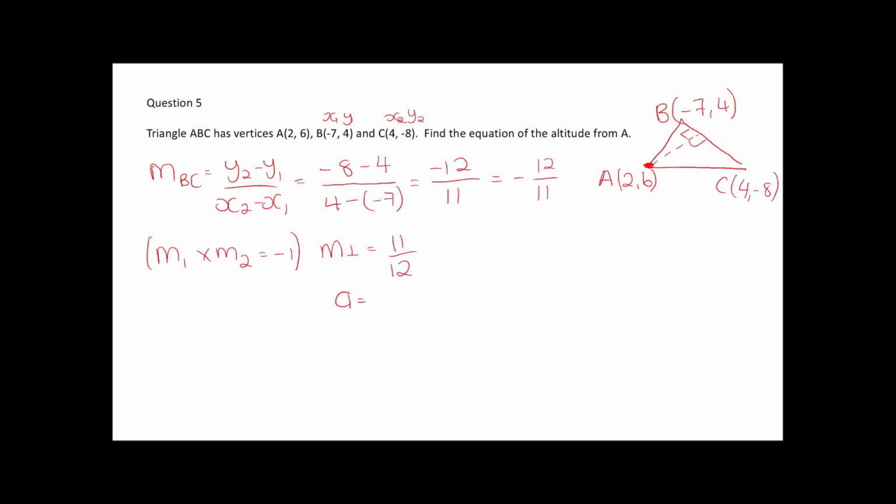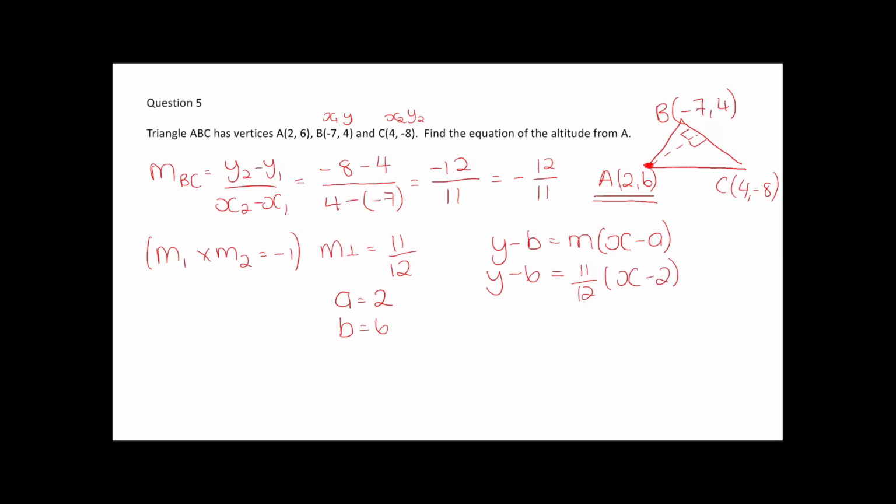Our a value is coming from A because we know that A lies on the line. So a is 2 and b is equal to 6. We can now substitute the points into y minus b equals m, x minus a, which is our new formula for finding the equation of a straight line at Higher. So we've got y minus 6 equals 11 over 12, x minus 2.